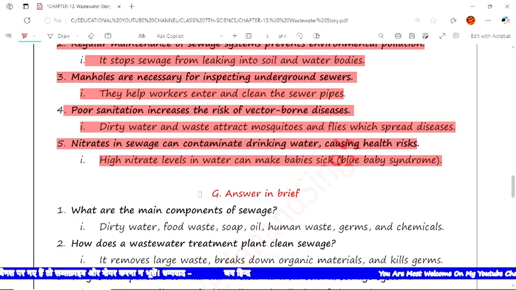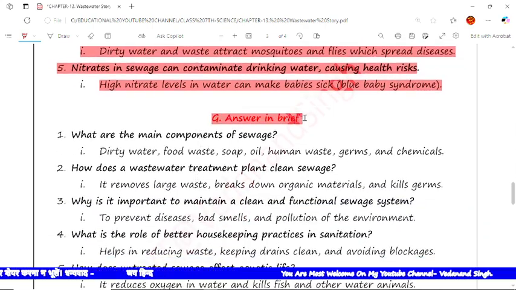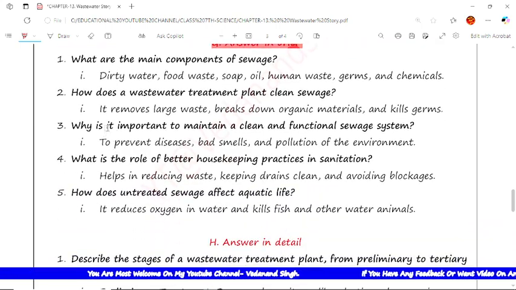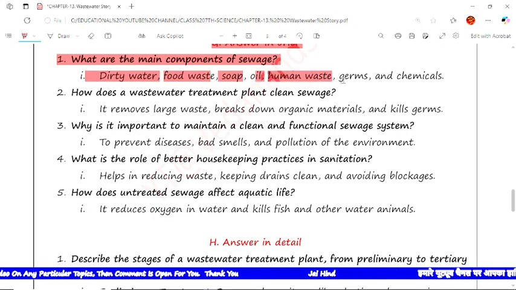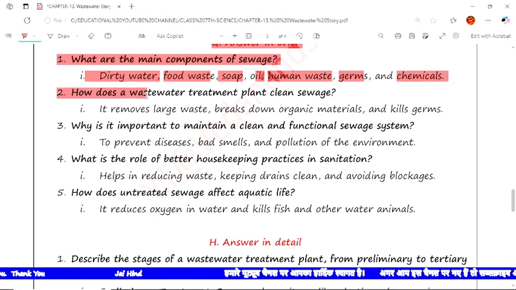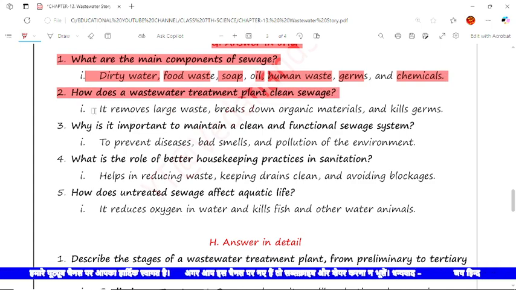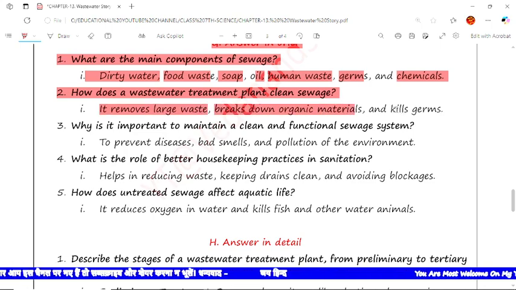The next question type is answer in brief. The questions are here and we have to give the answer in brief. In short answer we have to give. The first question is what are the main components of sewage? The main components of sewage are dirty water, food wastage, soap, oil, human waste, germs and chemicals. Next question is how does a wastewater treatment plant clean sewage? The answer is it removes large wastes, breaks down organic materials and kills germs.